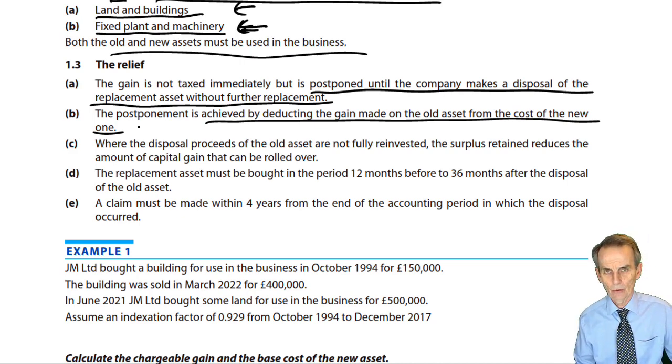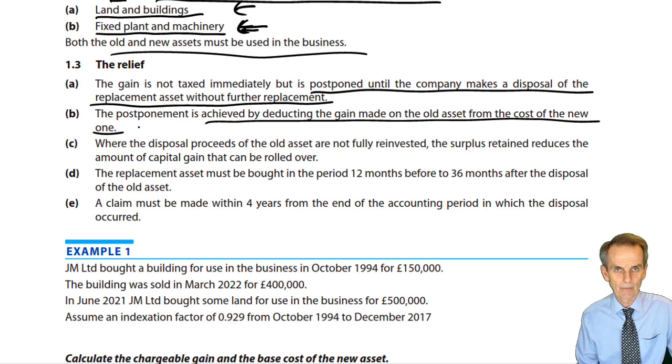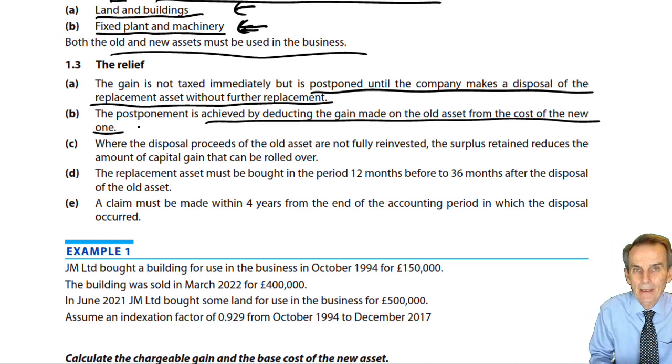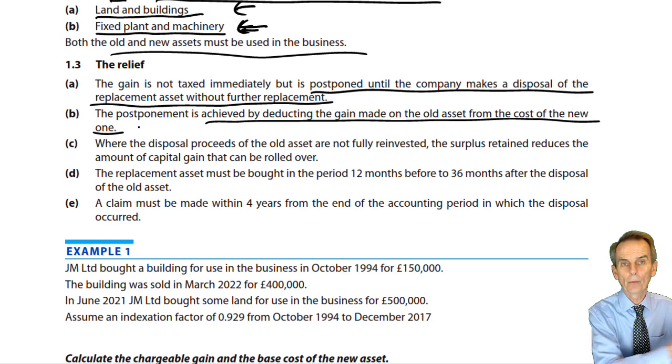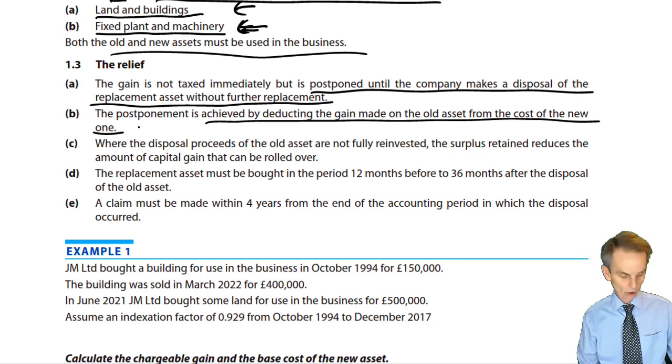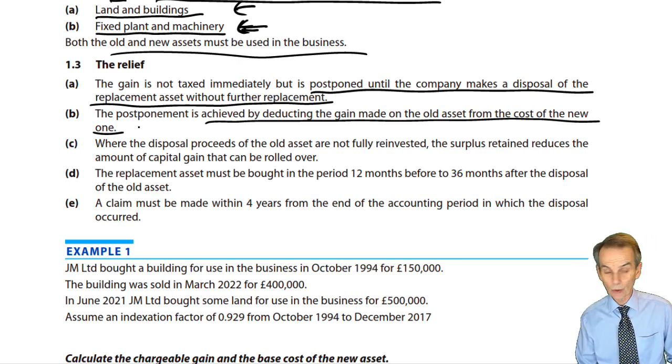All of that, of course, is irrelevant post-December 17 when there is no indexation allowance, so it's not going to impact for the future. But there could still be stuff coming in that is an echo from the past, where there is indexation because the asset now being sold was, of course, bought before December 17, and therefore there is an issue.